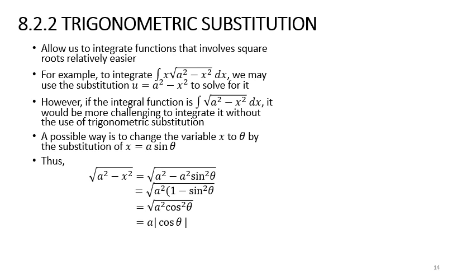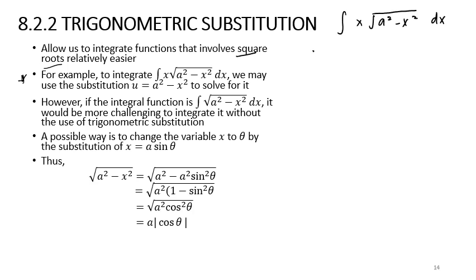Okay, so why do we do trigonometric substitution? Because it allows us to integrate functions that involve square roots relatively easier. So let's see an example here. If we have to integrate the function x times the square root of a squared minus x squared with respect to x, you can use u substitution here.